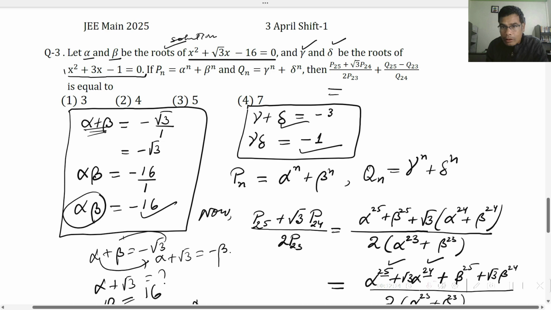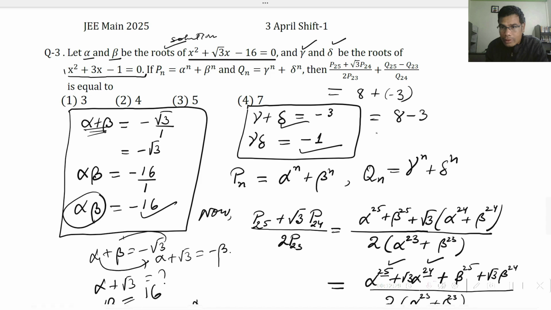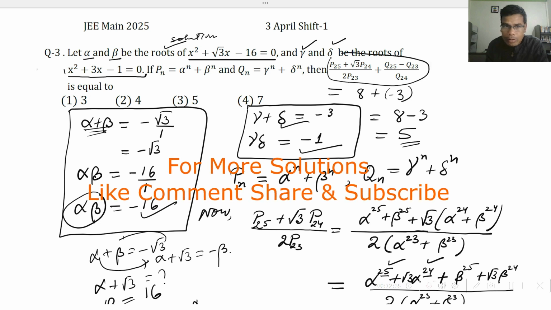So therefore, this whole expression, we have seen that the first part is equal to 8, but this second part is equal to minus 3. So 8 plus of minus is minus, so 8 minus 3, which is equal to 5. Therefore, the value of this whole expression is equal to 5, which is this third option here.